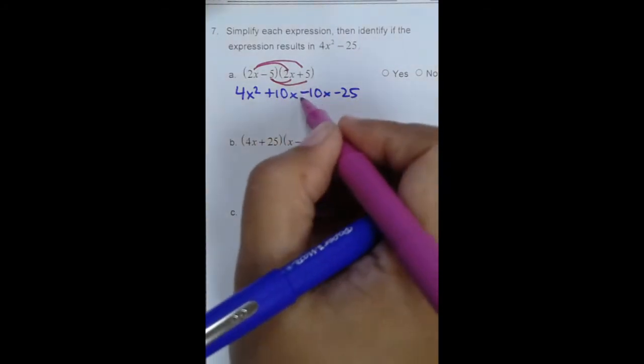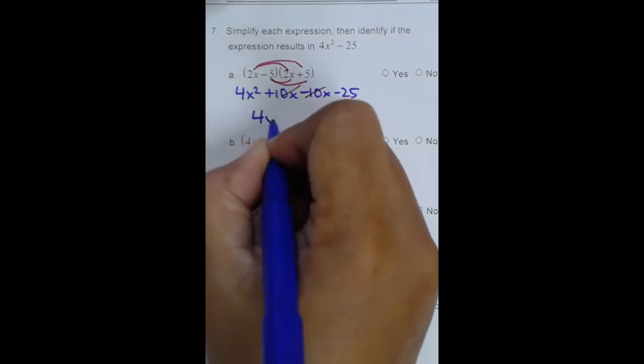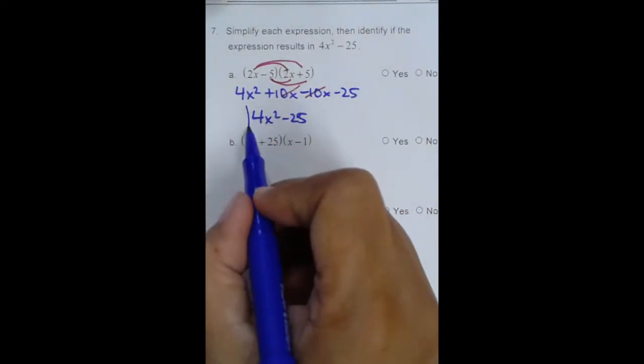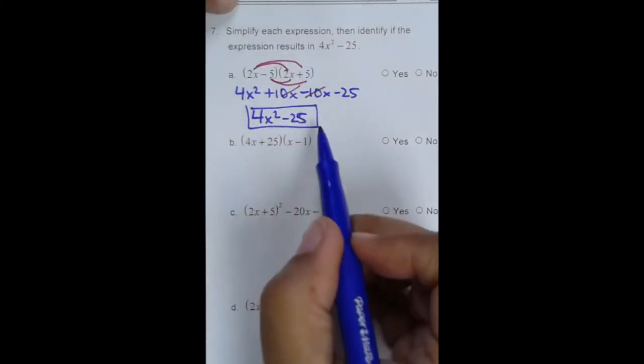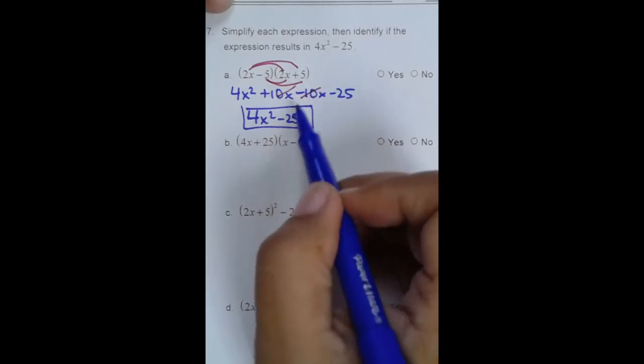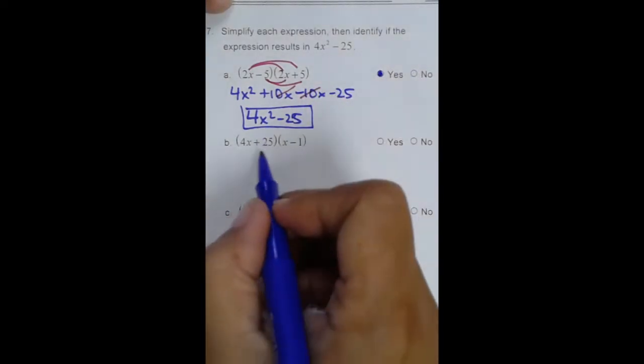But 10 minus 10 is actually 0, so that goes away. So 4x squared minus 25. Now keep in mind, this is asking us to not only simplify the expression, but simplify it and then identify if it results in this. Is that the same? Yes, it is. Okay. All right, let's take this next one.